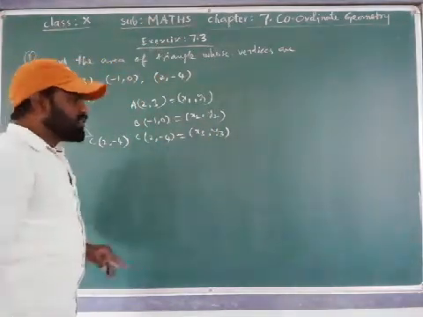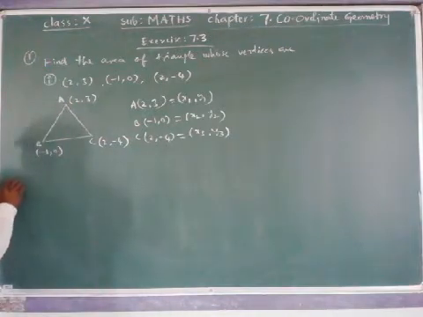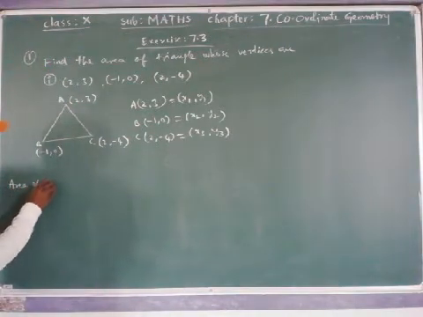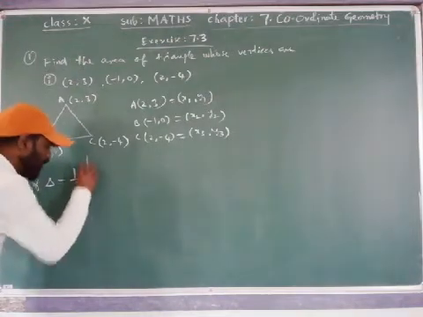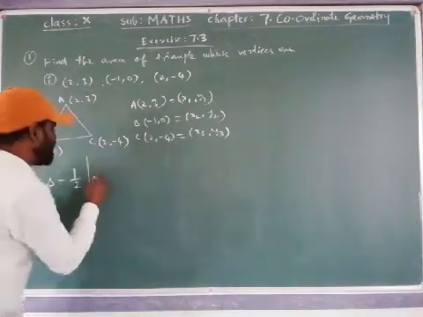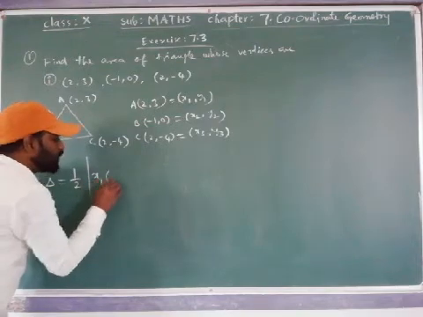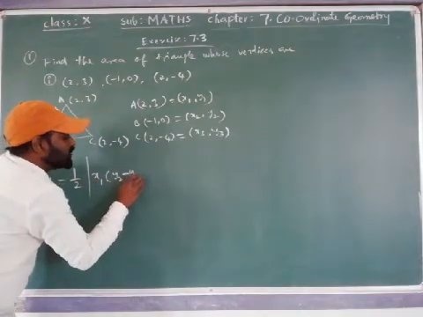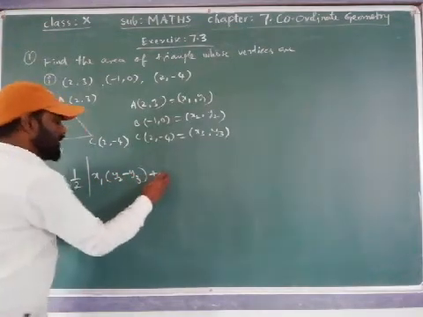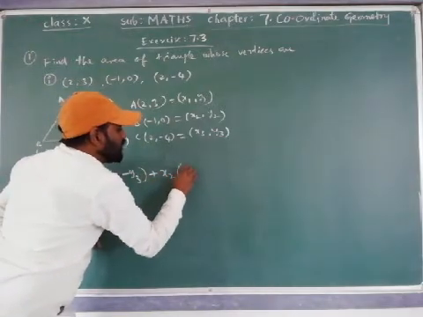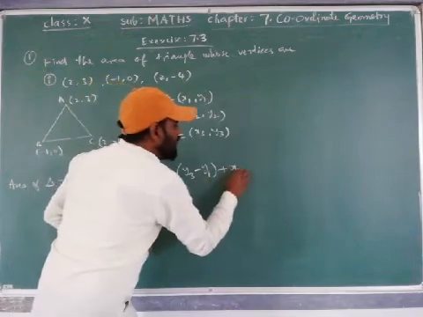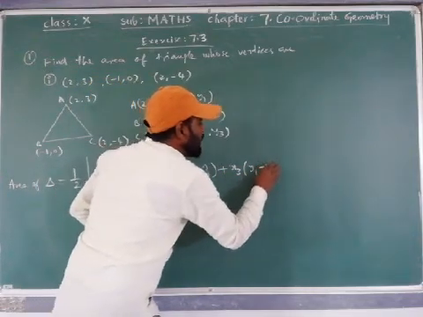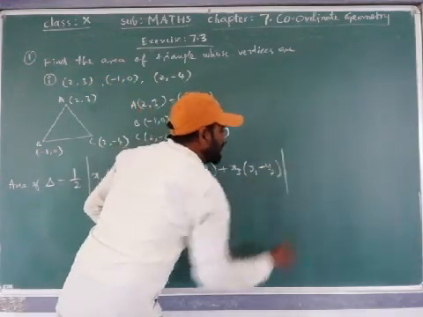At this time, what is the formula I gave now? Area of the triangle. What is the formula? Half into modular, that means absolute value, of x1 into (y2 minus y3) plus x2 into (y3 minus y1) plus x3 into (y1 minus y2).